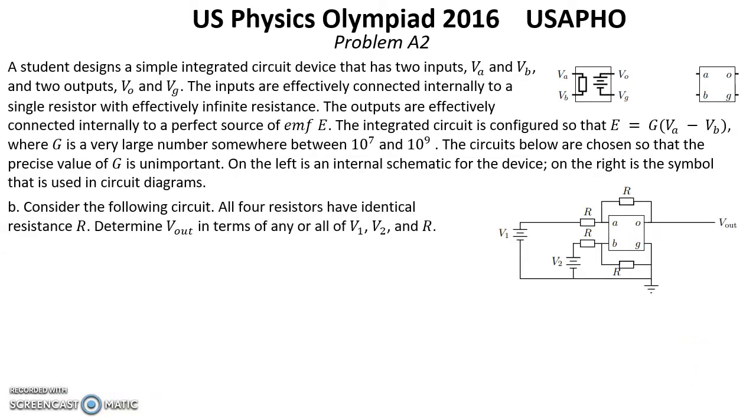Question B. Consider the following circuit. All four resistors have identical resistance R. Determine V out in terms of any or all of V1, V2 and R.